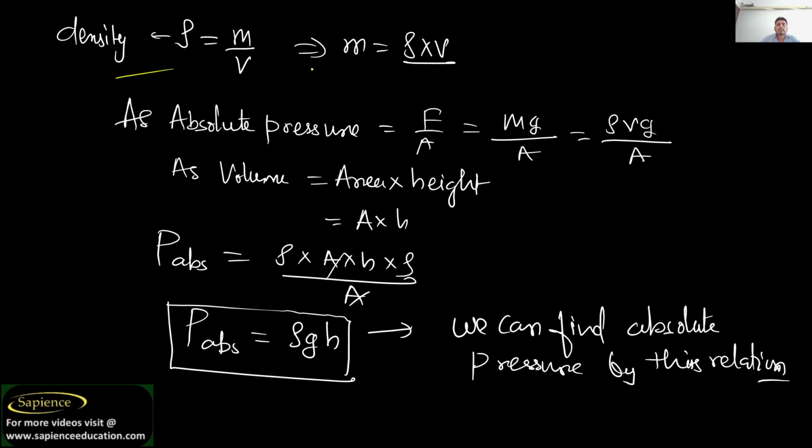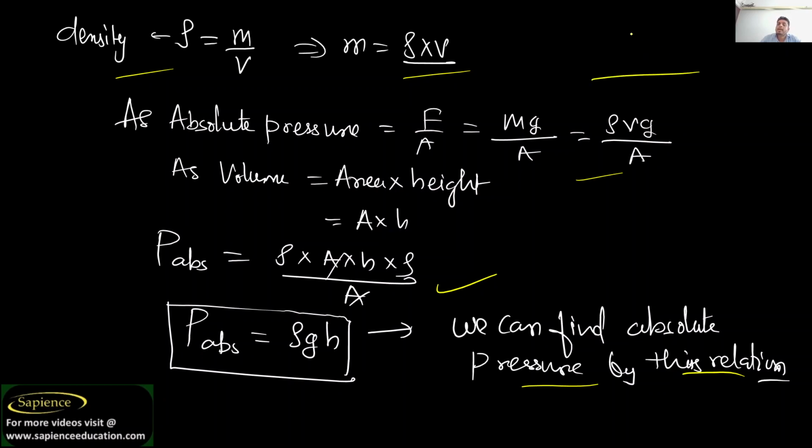So from here you can see density is equal to mass by volume. Same thing, whatever I have taught you, right? So we can find absolute pressure by this relation. This is a very important relation. If you want to find the absolute pressure, you just need to find rho g h.